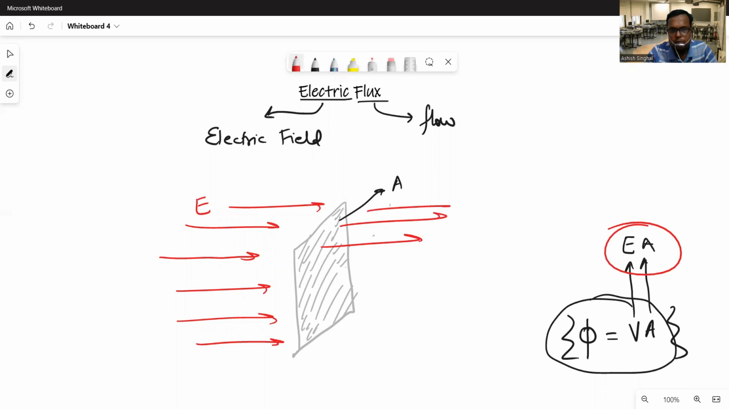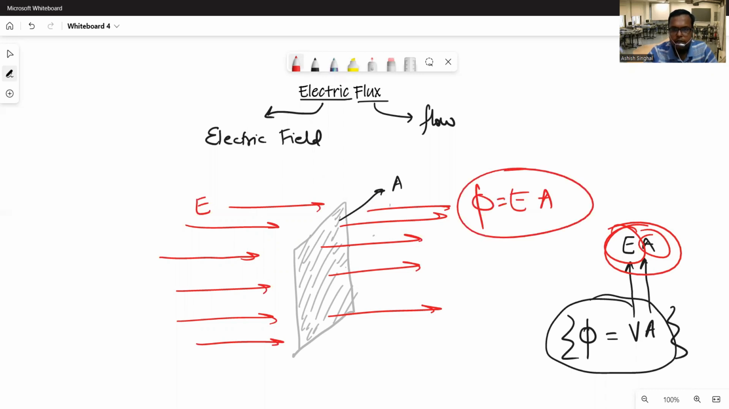So the amount or the number of field lines that are crossing this area would be the product of electric field strength and area, EA. So this is called electric flux. It's very similar to fluids, electric flux. Now, it's a very simplistic expression of electric flux. We just have to multiply the electric field strength with area.